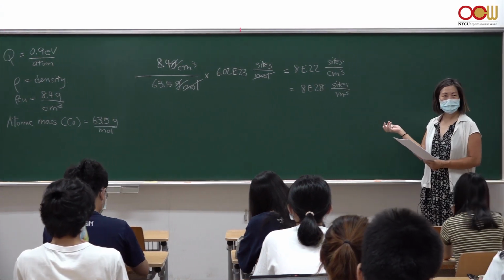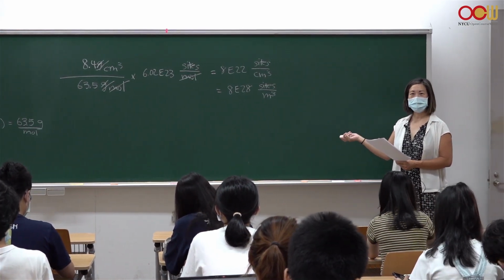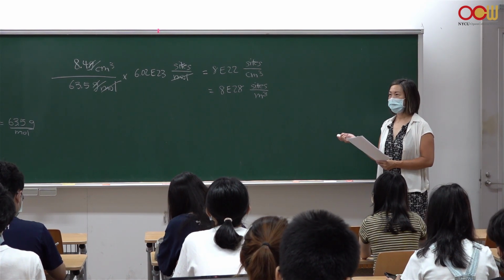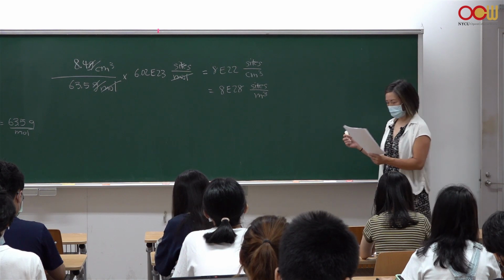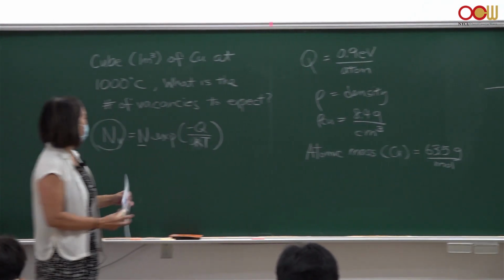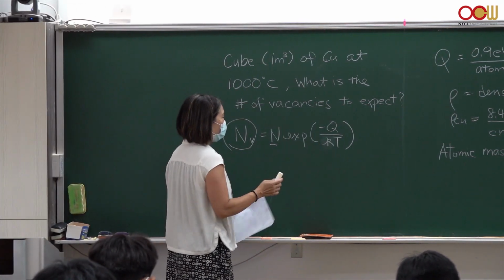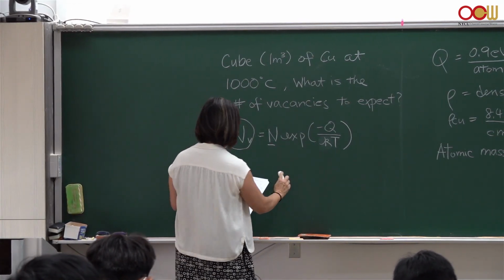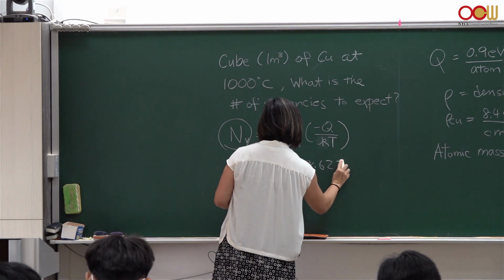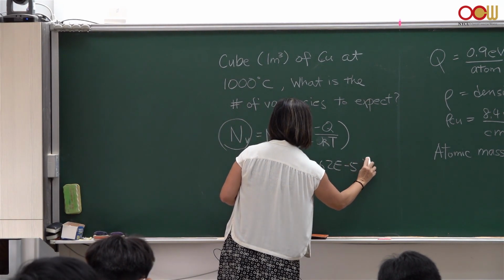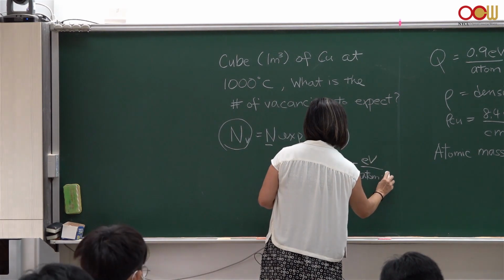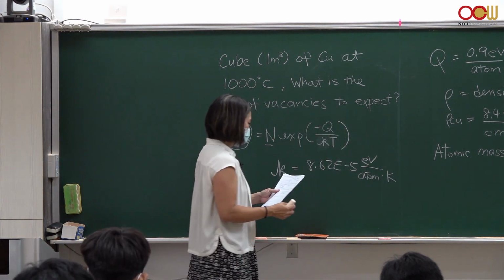Did any of you get this number as well? 8 times 10 to the 28? Okay, all right. So now we could calculate the number of vacancies. We have everything we need here. K, just a reminder, is 8.62 times 10 to the negative 5 eV per atom per degree Kelvin.